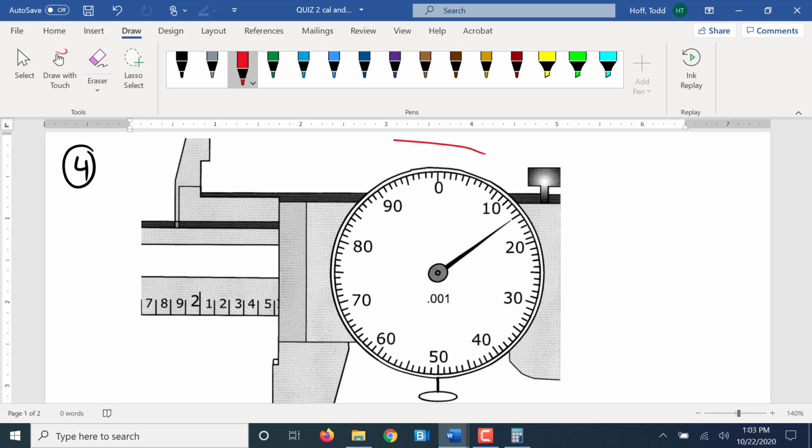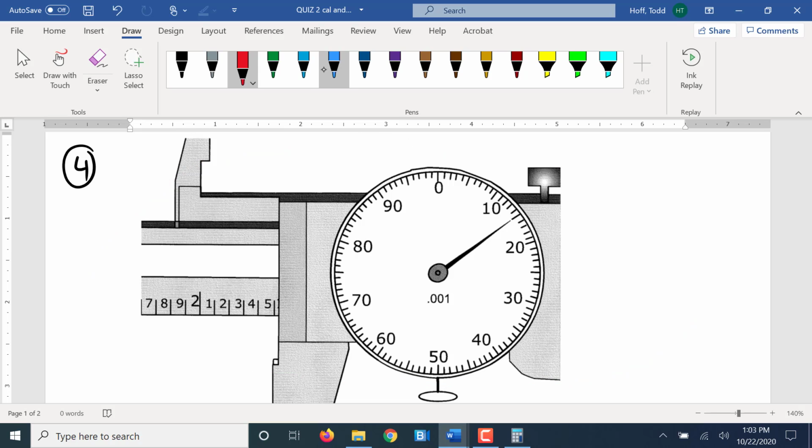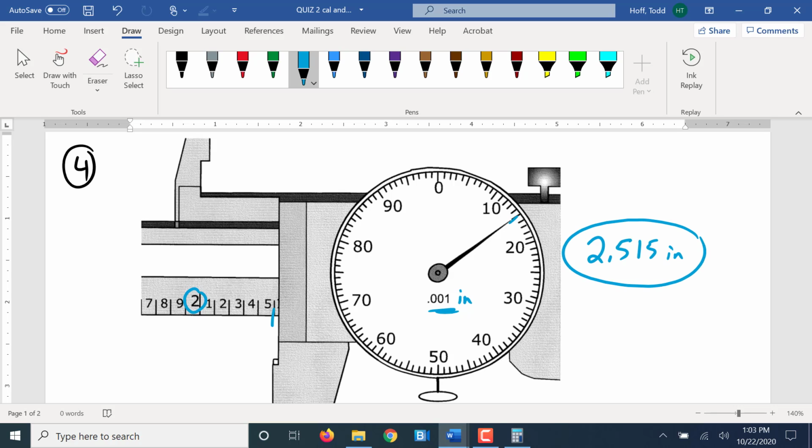Problem number 4, find the measurement of that micrometer. So this is an inch micrometer. It doesn't say so on the dial. Often it will say 0.001 inch, but we know it's an inch because it goes to 1,000th. A metric micrometer would go to 100th of a millimeter, and because it has 2 levels of measurement here on the main scale. So this is saying 2.5 inches, and then another 15 thousandths. So 2.515 inches is the reading of that micrometer.